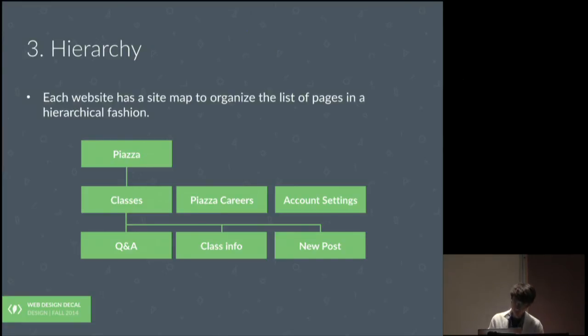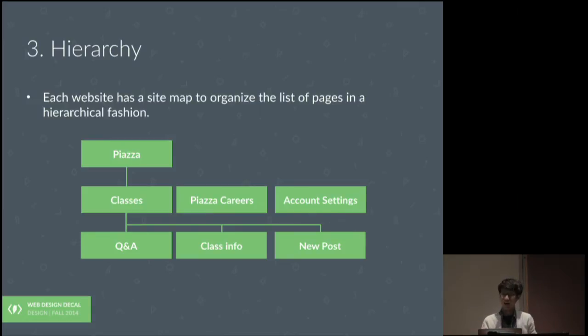So yeah, just like Sean said, a sitemap is an organization of all the pages that you can visit from a website. So for example, for Piazza, their sitemap would be you have Piazza, the app, and then on the bottom of Piazza, you can go to classes, Piazza careers, and account settings. And within each class, like Web Design DeCal, for example, you can go to Q&A, class information, and you can add a new post. Each website has these sitemaps. All of the website is organized in this hierarchical fashion. So for your website, it is very important for you to create a sitemap and to organize your website and make your user interface based on that sitemap.